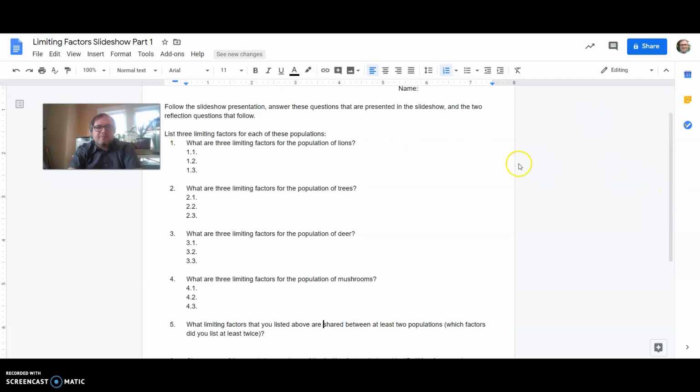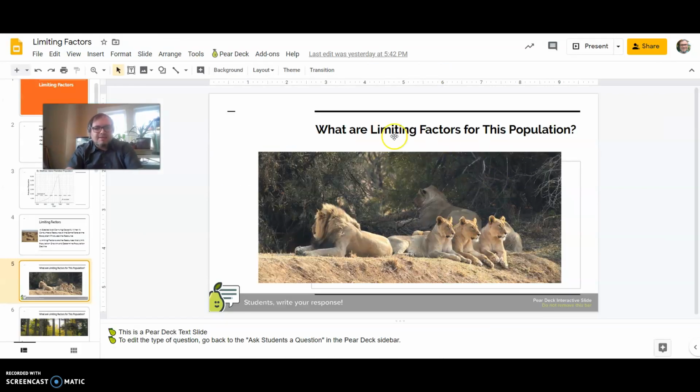So for part 1 of the limiting factors slideshow, it says follow the slideshow presentation, answer these questions presented in the slideshow and the 2 reflection questions that follow. So here it says list 3 limiting factors for each of these populations. Every time I list the specific population we're talking about, if you're watching the slideshow, it correlates with each one. So these are the slides that look like this in the slideshow.